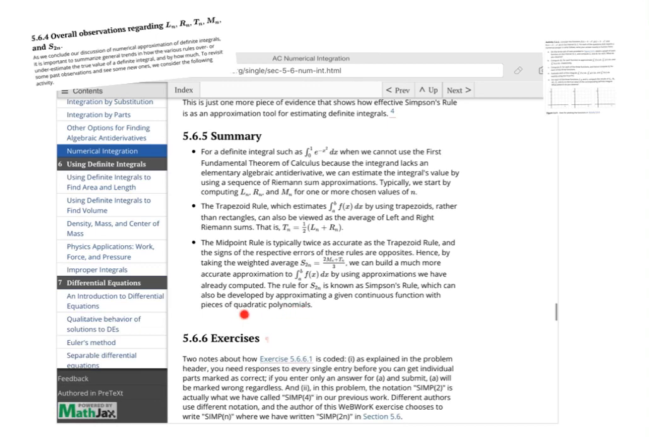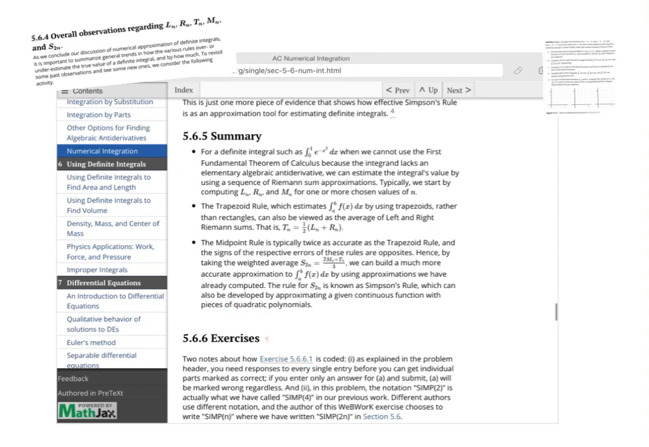And as I was mentioning earlier, you could interpret Simpson's rule as making areas under a bunch of parabolic pieces, but we didn't focus on that.